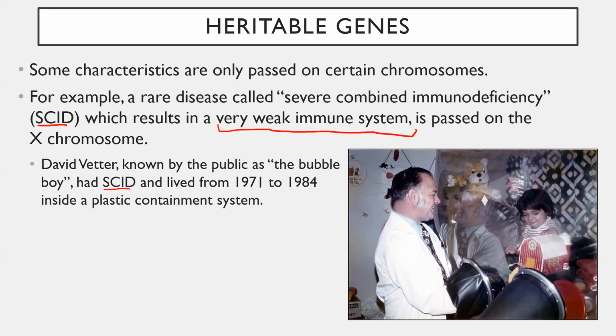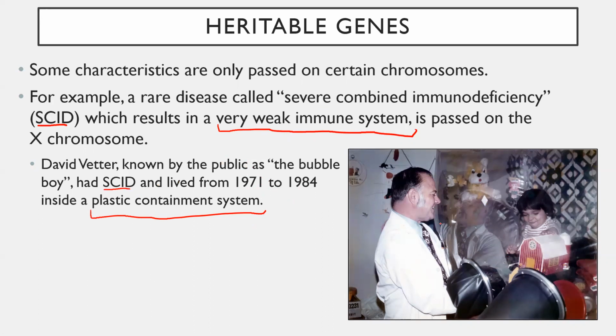But again, because of this disease, which was passed on the X chromosome, he had no real immune system, so he had to live in a plastic bubble, basically. That's kind of a funny way of putting it, but it was better said as a plastic containment system, right? They had ways of getting things into him as long as they were disinfected and all that.